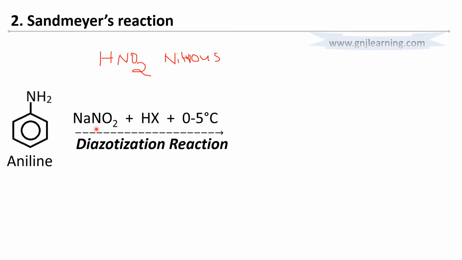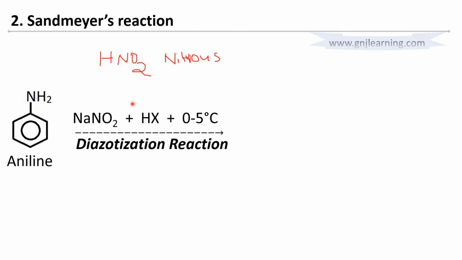How can I make it? I take a salt of that acid, that is sodium nitrite. NO2 group is nitrite, sodium nitrite, and mix it with HX. With HX, you can mix any halic acid. So for example HCl. And you should be careful, it is unstable at higher temperature. So I have to keep it at the lower temperature. So this mixture will now provide nitrous acid.